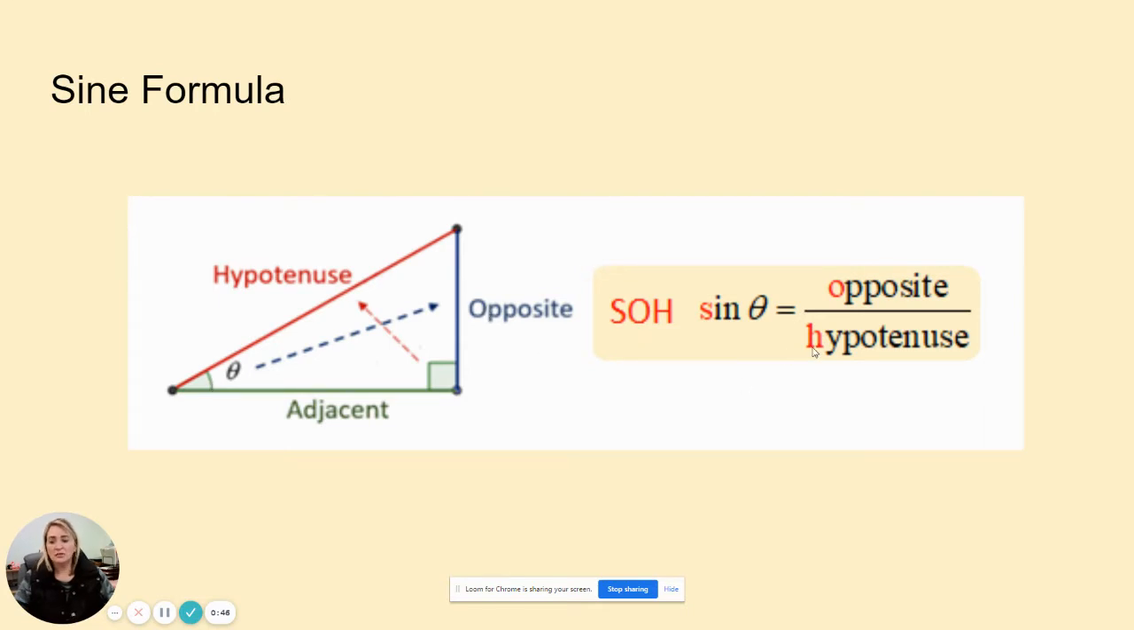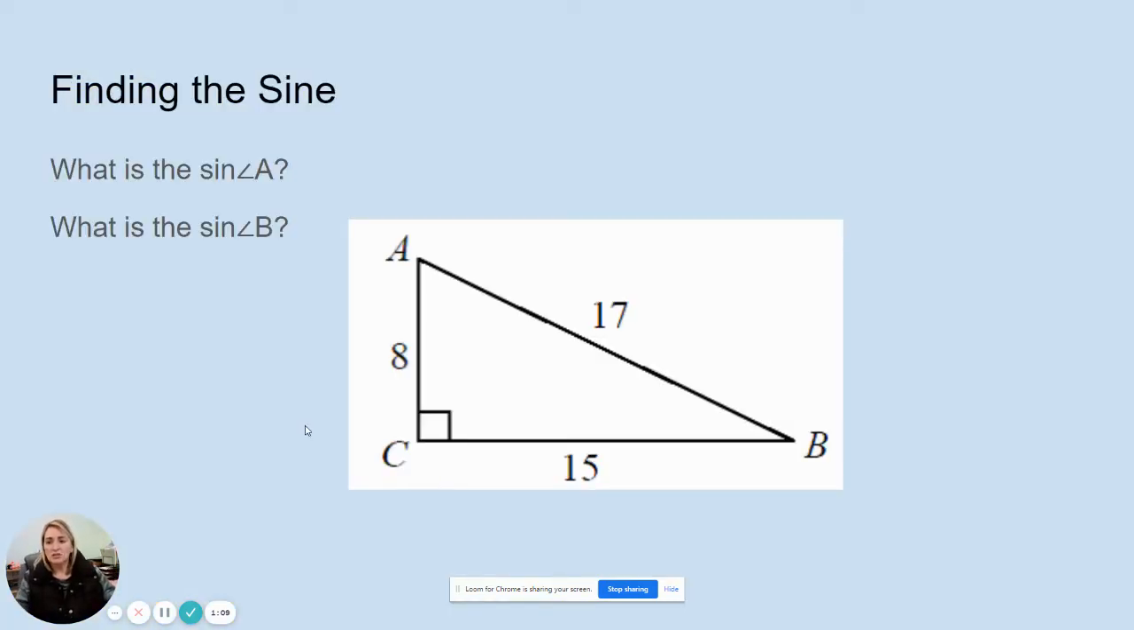And then our hypotenuse, remember, is always across from the 90-degree angle. It's the longest side. And if you were to draw an arrow from the 90-degree angle over, that would be where the hypotenuse is. So that is super important so that you can figure it out. For this formula, we don't care about adjacent. We only care about opposite and hypotenuse. Okay, so we're going to start by just finding those ratios. Again, the same thing we did last time.